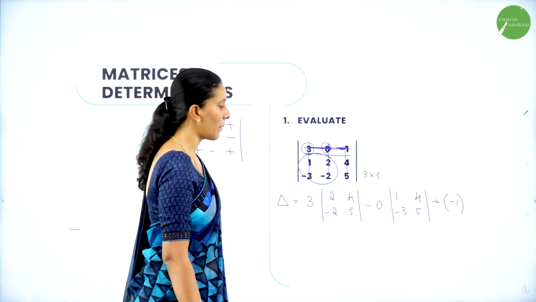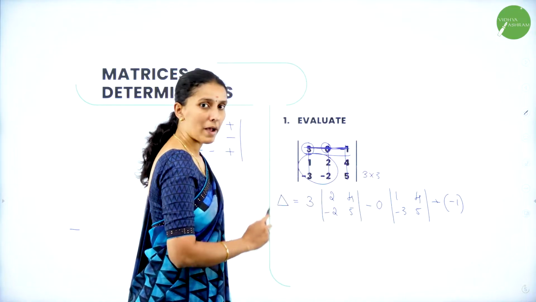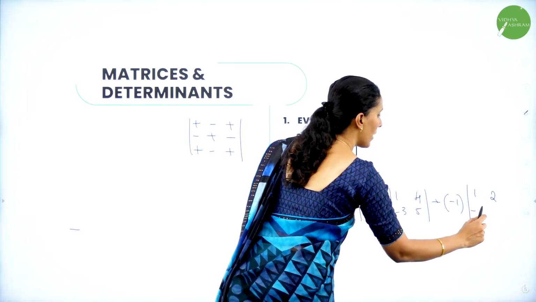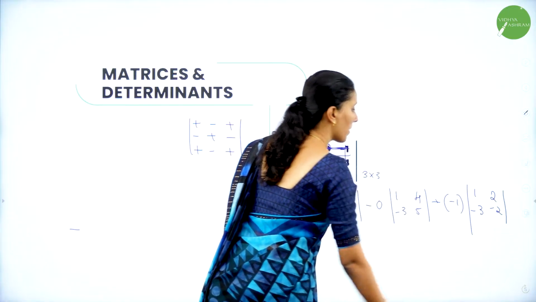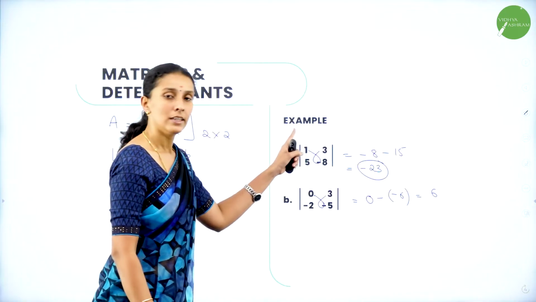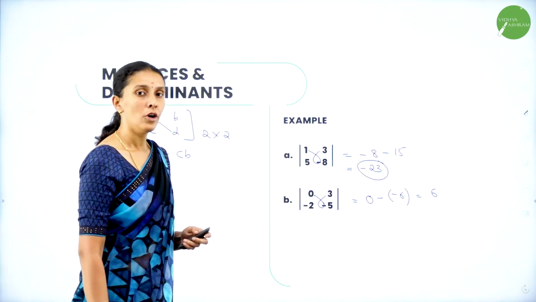What are the remaining numbers we have? 1, 2, minus 3, minus 2. So it is 1, 2, minus 3, minus 2. Now evaluate as it is. You have evaluated the determinant of order 2 cross 2.